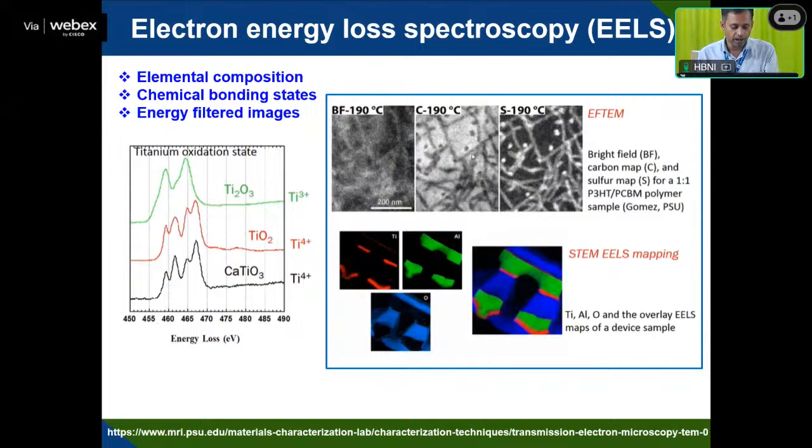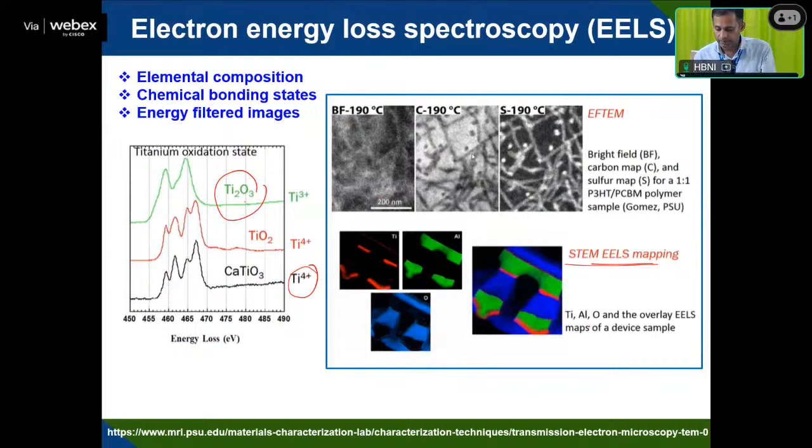So you can identify whether the oxidation state of titanium is +4 or +3. Those information you can get. You can also get a backscattered image, like we combine TEM with SEM. You can also get the EFTEM image in the transmission electron microscope, and you can get the EELS spectra.